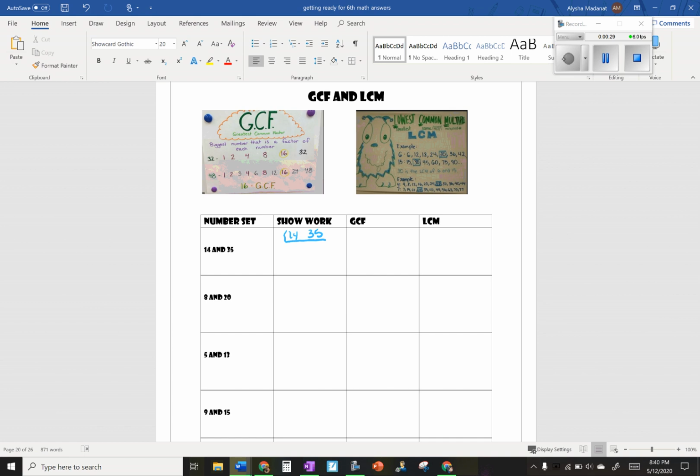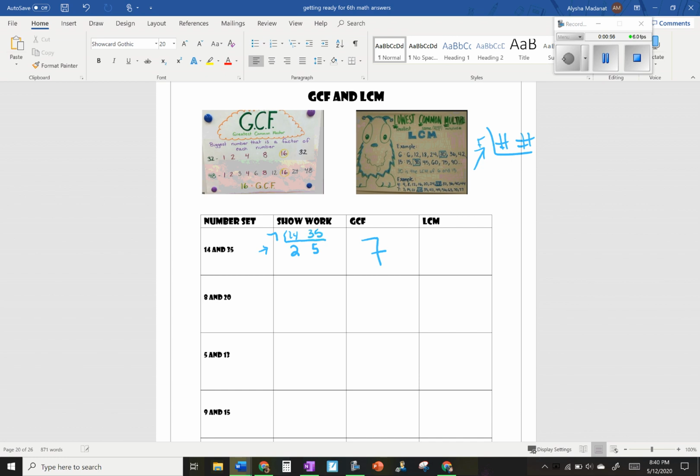So I know 14 and 35 are not even, so I'm going to pull out the common factor of 7, which would give me 2 and 5. And using that vocab of prime and composite, I know 2 and 5 are prime, so I'm done. So my GCF is going to be 7 because it's my side number. So the ladder method would have your numbers here, and then outside is going to be your factors.